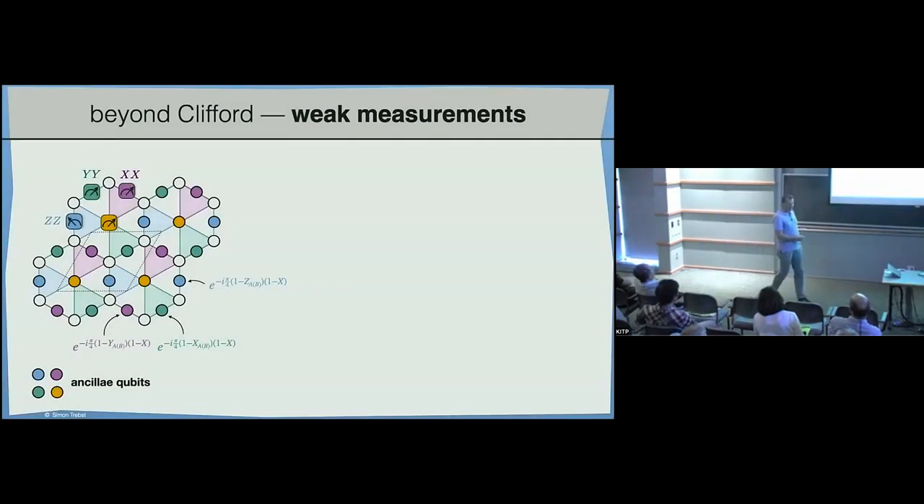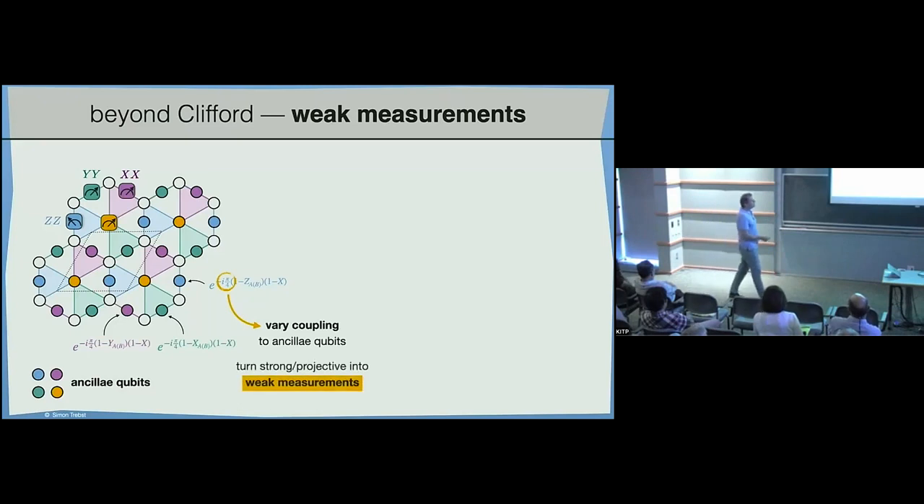Some of the things that you can now do is to weaken the measurement. So we come back to this idea of how do you actually measure this? By using this ancilla qubit. And now let's play with this pi over 4 rotation that we need to do the measurement. If we vary this coupling, so instead of doing a pi over 4 rotation but a lesser rotation, we go from a strong projective Clifford measurement to a weak measurement.